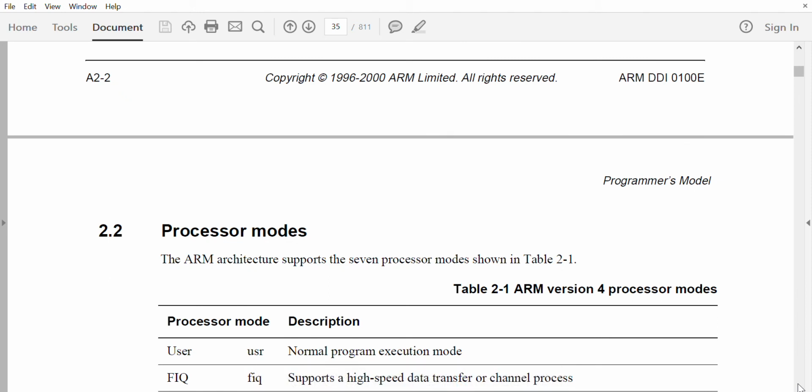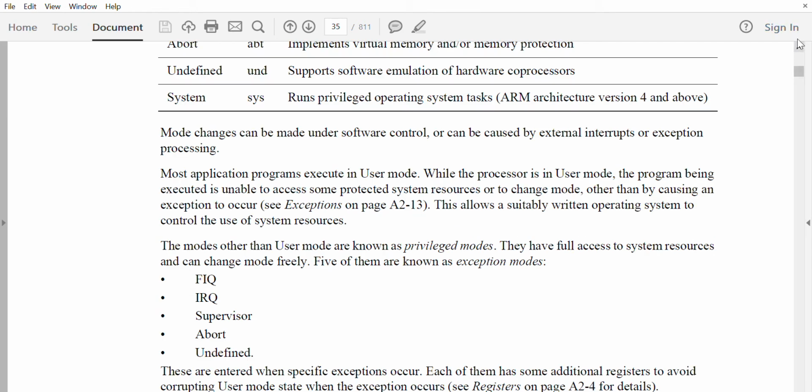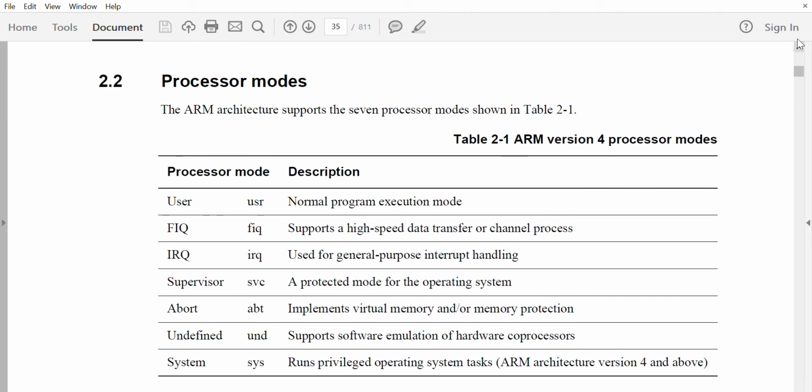Next, we'll come to the processor modes. When we talked about the general purpose registers, we were told that some of the registers have two types: one for these modes and the others for those modes. So what are these modes actually? You have some modes that are supported by the ARM processor. That is 7 processor modes. And what are those 7 processor modes?